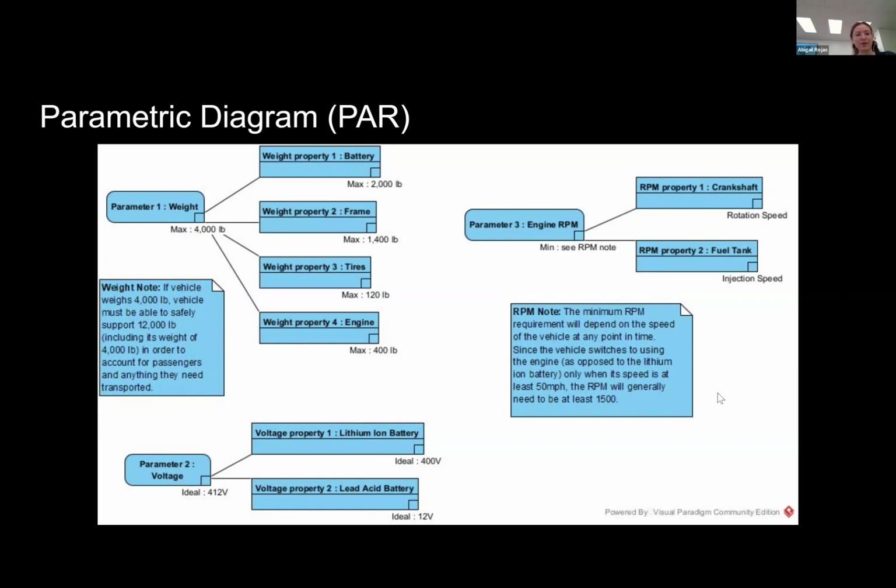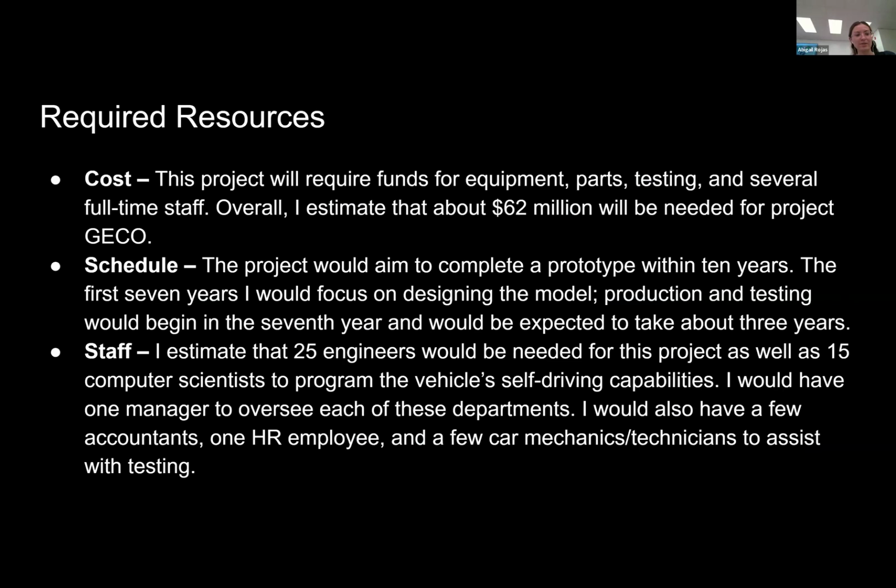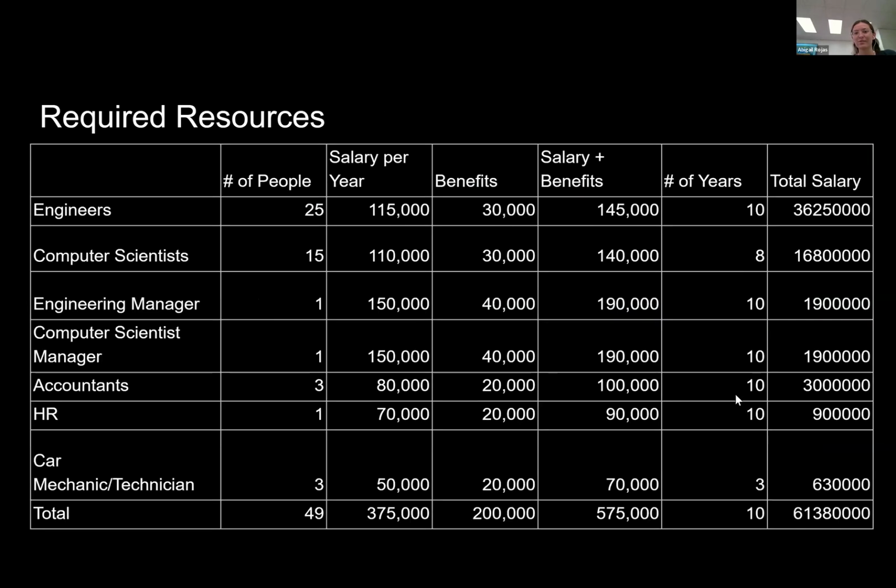So overall, for the required resources, I looked at cost, schedule, and staff. I estimated the funds would be about 62 million to get to one prototype. And this was the calculation for the total cost.